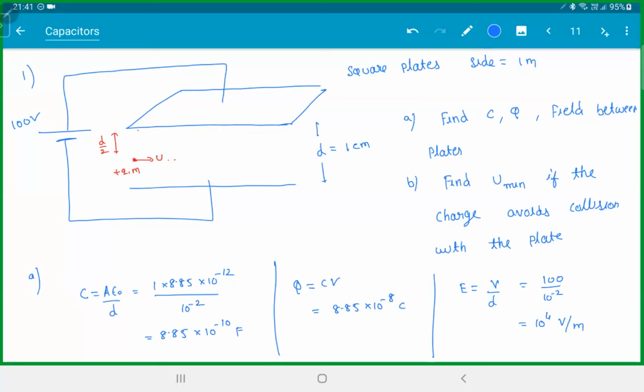Easy? Straightforward formula substitution. Have a look at this. Anyone has a doubt on this, please ask.